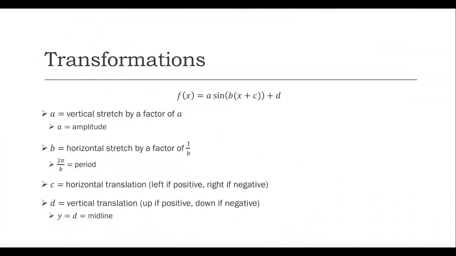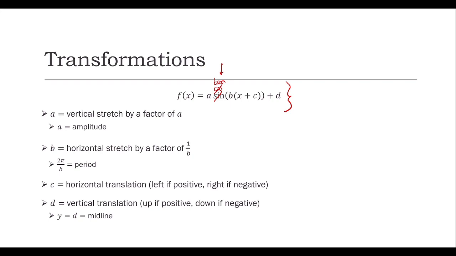So from your basic trig functions, you'll then perform transformations. So this is how those functions can be transformed. You could have it sine, cosine, or tangent. So it doesn't matter which function it is, these different variables will do different things to it. So your a would be a vertical stretch by a factor of a.